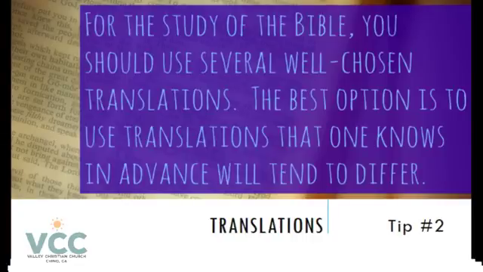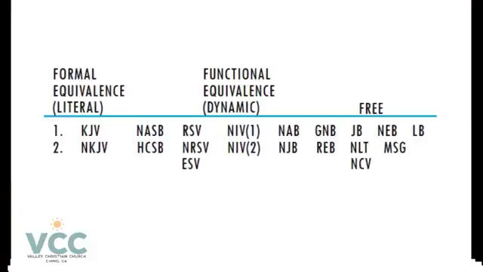What that means is, if we go back to that spectrum that we talked about earlier, you'll see that there are some that are formal equivalent, some that are free. I like to use translations that go across the spectrum. And so if I'm looking at a particular piece of Scripture and I want to get the full breadth of what it is saying, I'm going to choose a couple different translations. And these are the ones that I'm going to spend the most time in. On the far left, you'll see HCSB. It sort of bridges the gap between formal and functional.